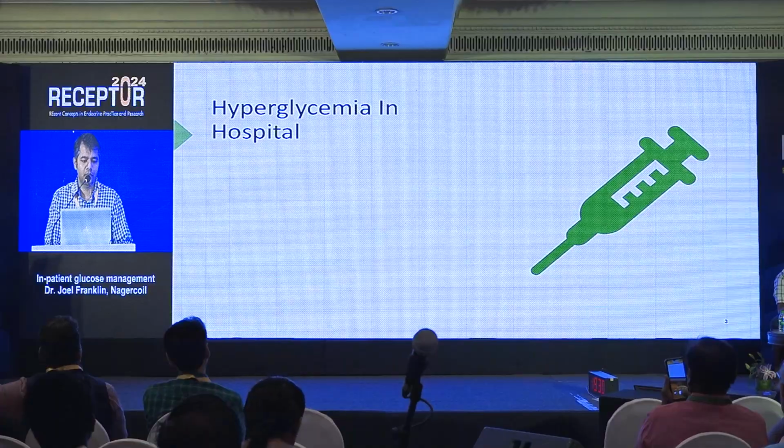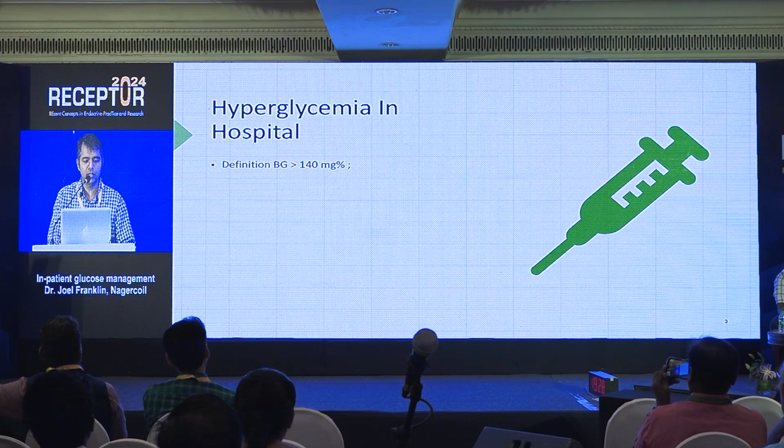So around 25% of non-critically ill hospitalized patients have diabetes, and among them 15 to 25% have hyperglycemia. And it is a well-known fact that diabetes and hyperglycemia lead to prolonged hospital stay, increased incidence of complications, and disability after hospital discharge. So what is hyperglycemia in hospital?